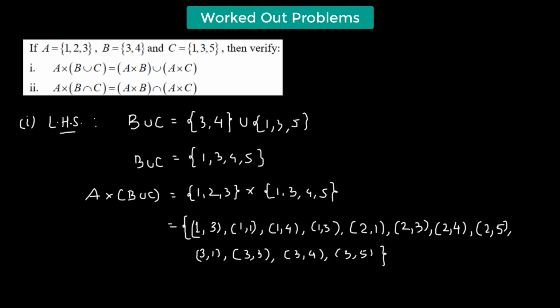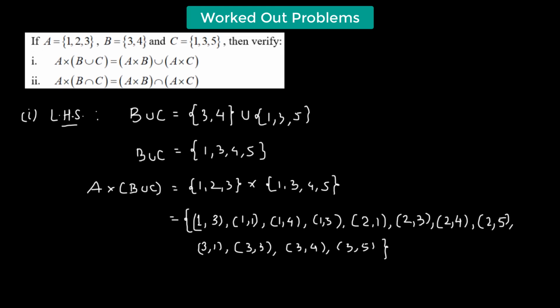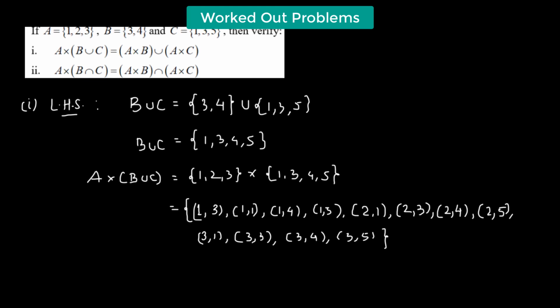Running out of space here. Okay, fine. So let's find out first A cross B. So A cross B will be {1, 2, 3} cross {3, 4}. So that will be, let me quickly write it down.